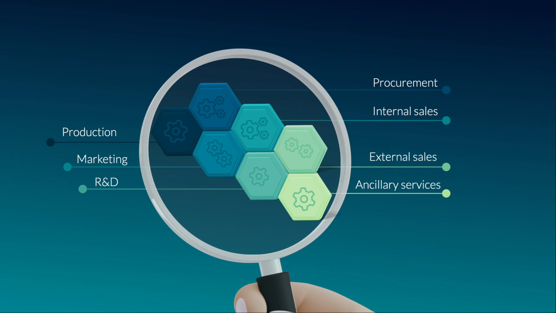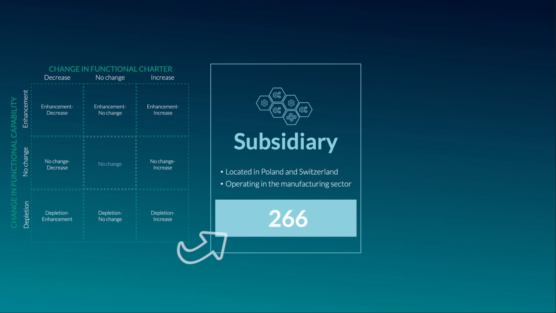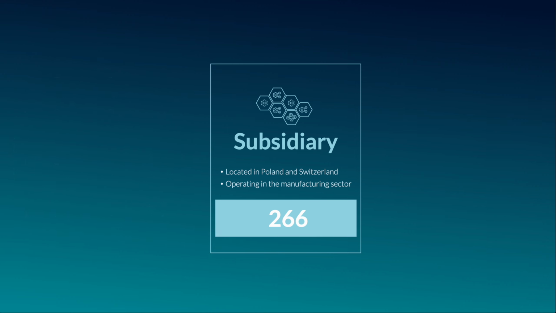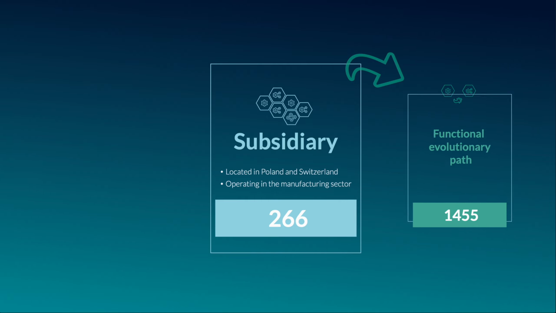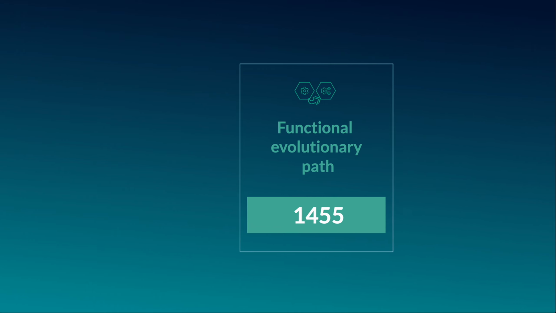With the focus on individual functional activities, the authors build up a well-defined set of evolutionary configurations. The described approach is applied in reference to 266 foreign-owned subsidiaries, located in Poland and Switzerland, and operating in the manufacturing sector. Among these units, a total of 1,455 functional evolutionary paths are identified.